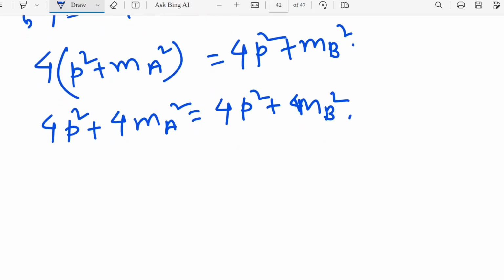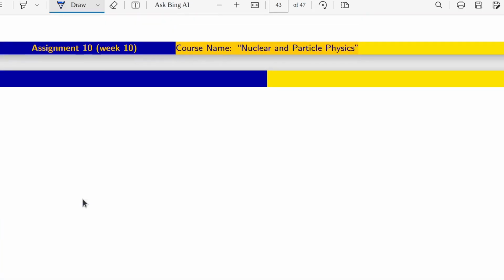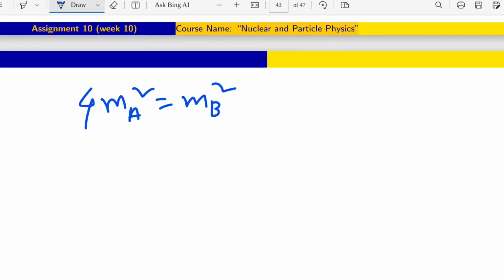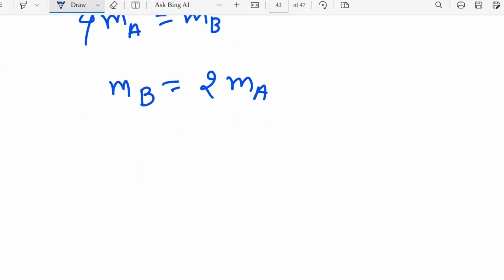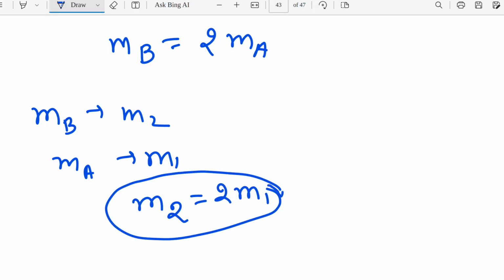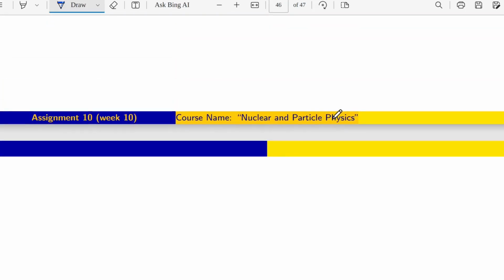So you can see here the 4P square is cancelling out. Then the answer will be 4 MA square equals MB square. Yes. So obviously MB will be 2 into MA. Now in that question they were mentioning that MB is M2 and MA is M1. So by comparing these two, we can write here M2 equals 2 into M1. Okay, so this is the answer. So I think this is okay, this is done.